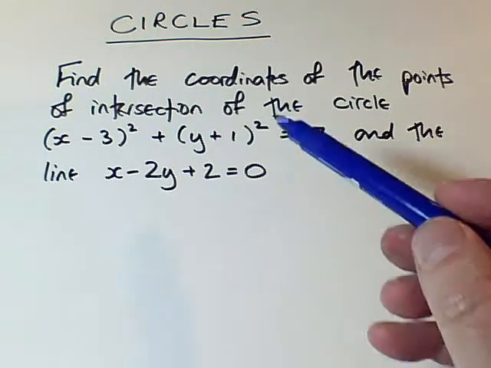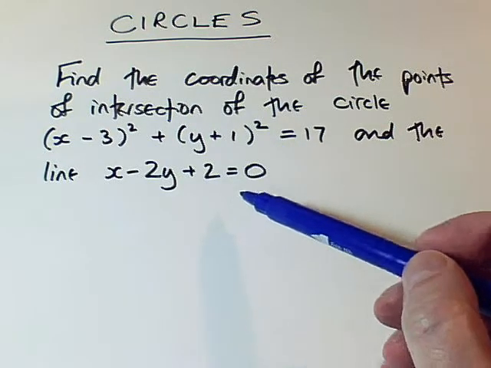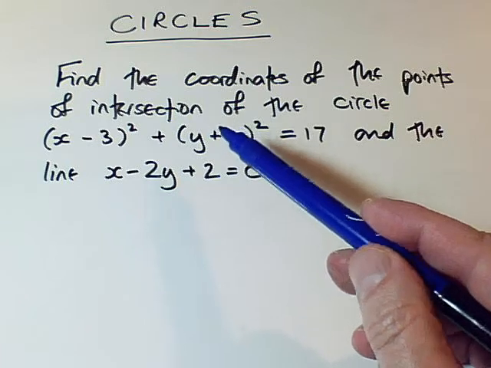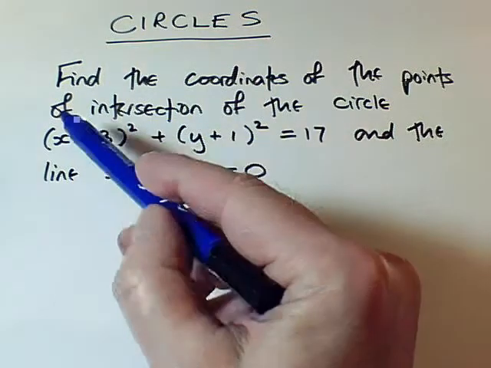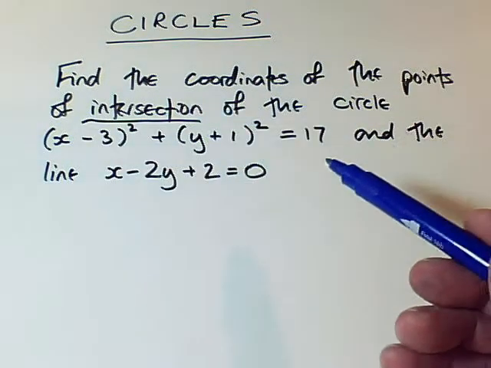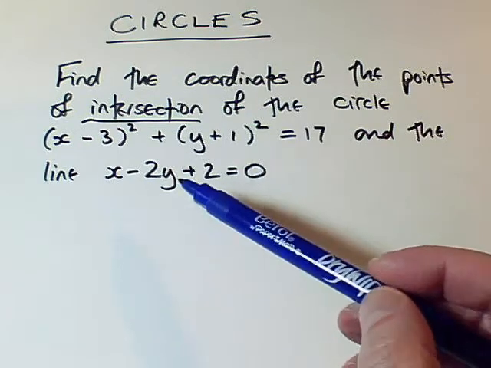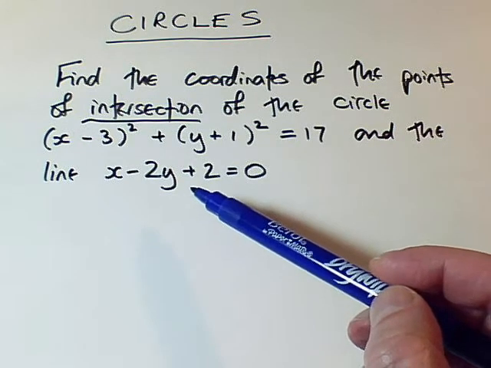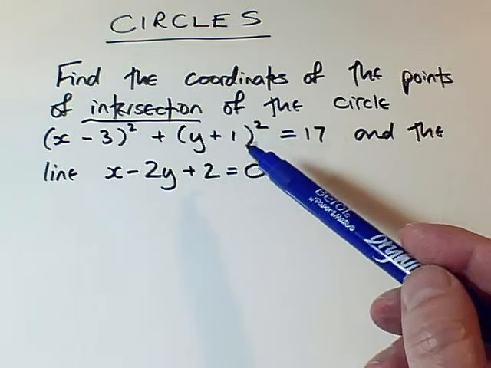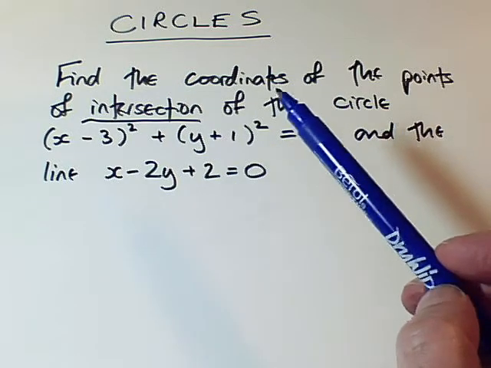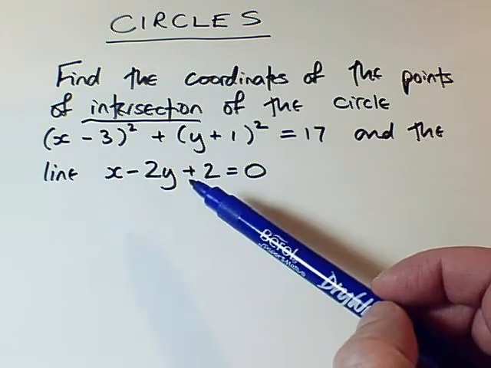Okay, here's a problem where I have a circle and a straight line, and I have to find the coordinates of the points where they intersect. So, points of intersection, this is simultaneous equations, but this time I haven't got either equation in the form y equals. So I am going to solve this by substitution, but I've got a bit of work to do before I can do a substitution.